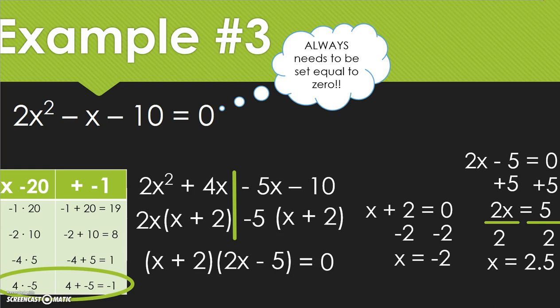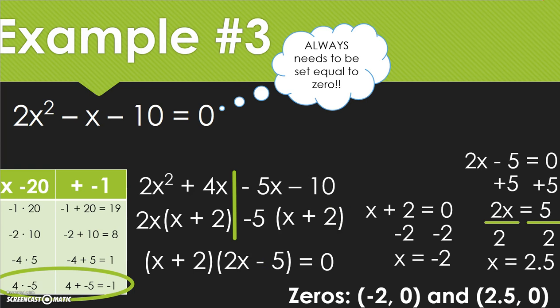So we want to write our answers as decimals. Alright, you don't have to worry about the fraction. We want to write our answers as decimals because these are points on the graph. And decimals are easier to visualize. So our zeros are (-2, 0) and (2.5, 0).